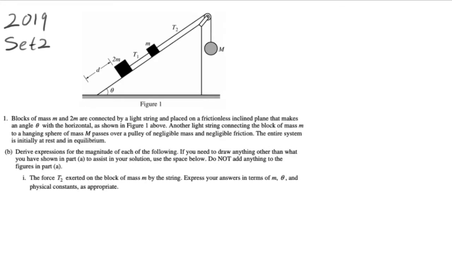Part B. Derive the expressions for the magnitude of each of the following. If you need to draw anything other than what you have shown in Part A to assist your solutions, use the space below. Do not add anything to the figures in Part A. Your answer for Part A should be locked until you go back and check.